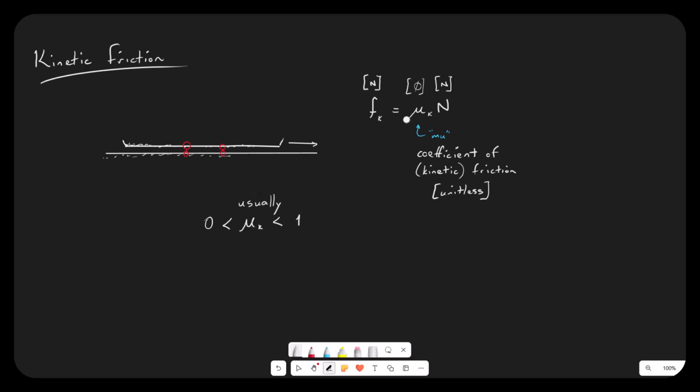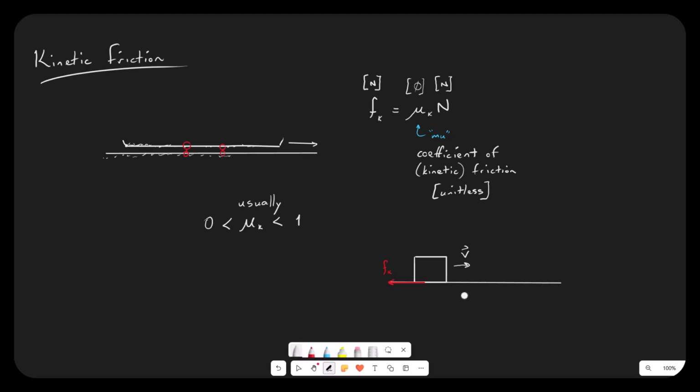What we do with this is a kinetic friction. Kinetic means movement. So a kinetic friction means this block is already moving. I've got an object like a block. It's moving on the ground this way. Because it's moving to the right, it's going to feel a friction force to the left.